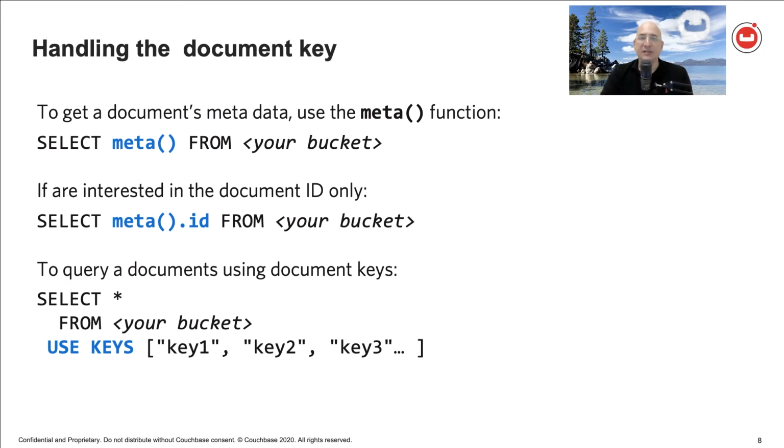N1QL has special extensions to support the JSON documents inside Couchbase. Let's look at a few. To get the document's metadata, use the meta function, just like that. If you are interested in the document key only of the metadata, use meta(), open parentheses, close parentheses, dot ID, just like that. That's how you address the document ID only. To query a document using specified document keys, use the USE KEYS clause, like you can see here.